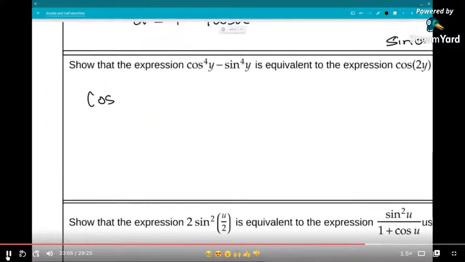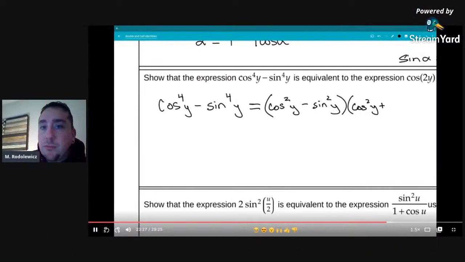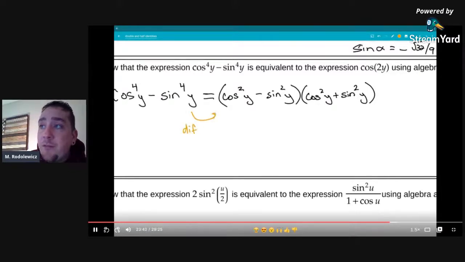So what are you thinking? Cosine to the fourth y minus sine to the fourth y. What algebra do we know? Hint: factor. That's a difference of two squares. Just like you would factor x squared minus 4 as x plus 2 times x minus 2, same reasoning, difference of squares.